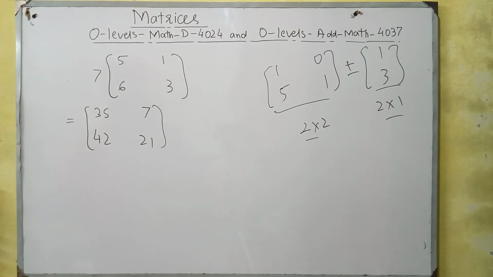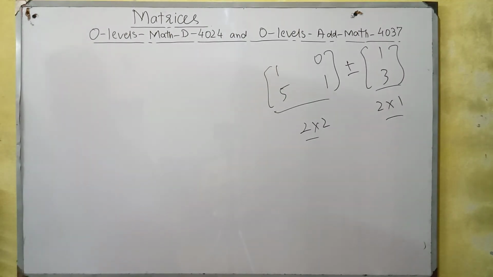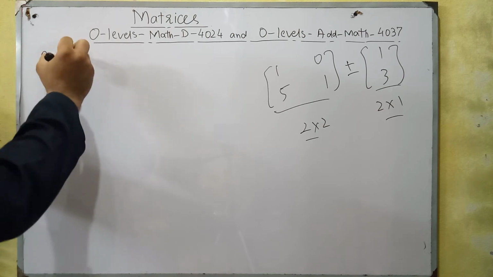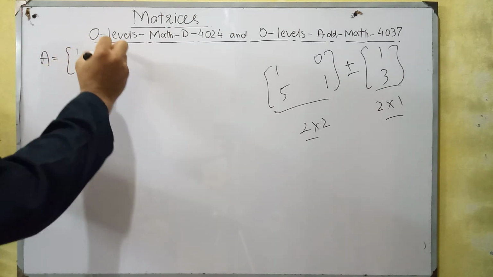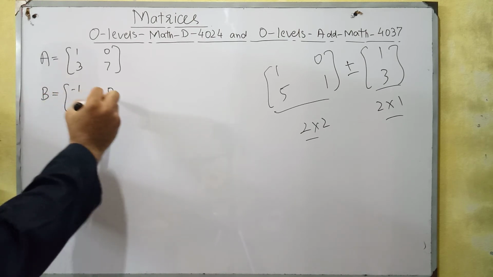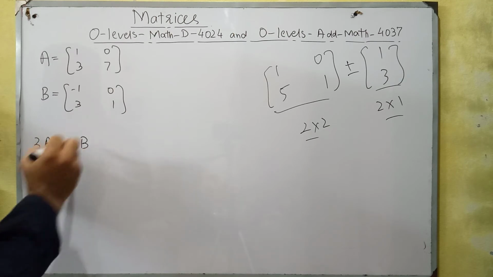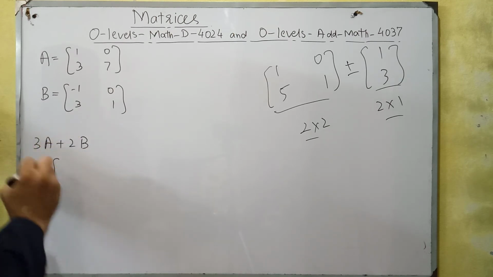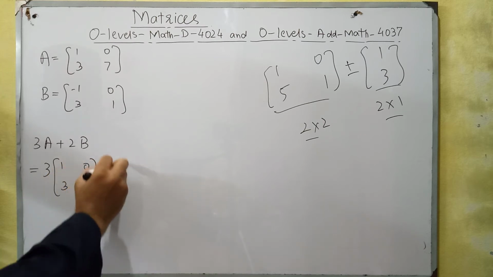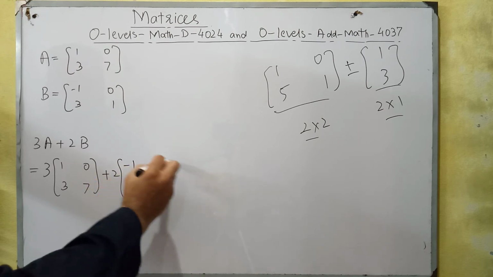Now we will solve a simple example. Let's suppose we have a matrix A equal to 1 0 3 7, and this is a matrix B equal to -1 0 3 1, and we need to find 3A plus 2B. This will be equal to 3 multiplied by A, A is 1 0 3 7, plus 2 into B, B is -1 0 3 and 1.